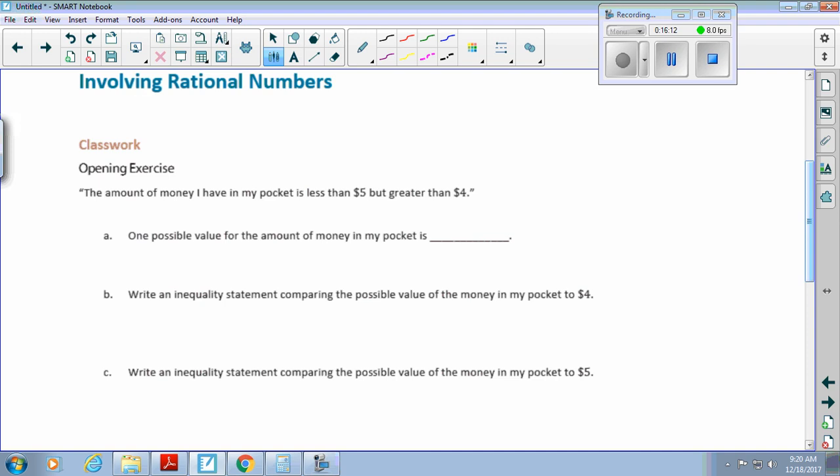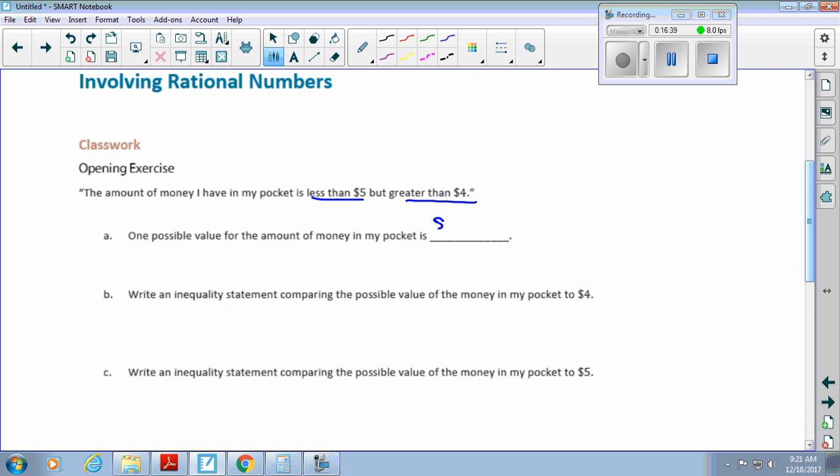All right, so it says the amount of money I have in my pocket is less than $5, but greater than $4. So less than 5, greater than 4. What could a possible value be for the amount of cashola I have in my pocket? Timothy, how much money could I possibly have? 1.5. Everyone today has said that. $4.50. So that's valid.